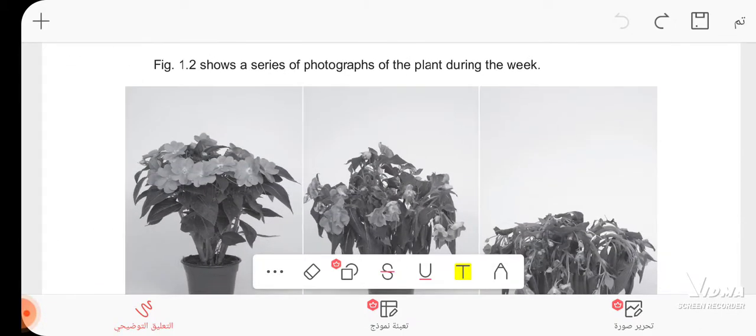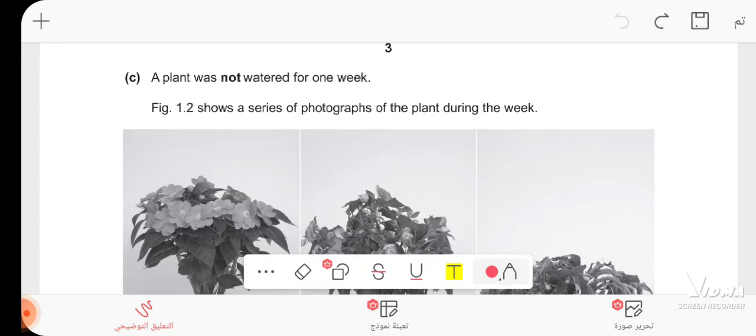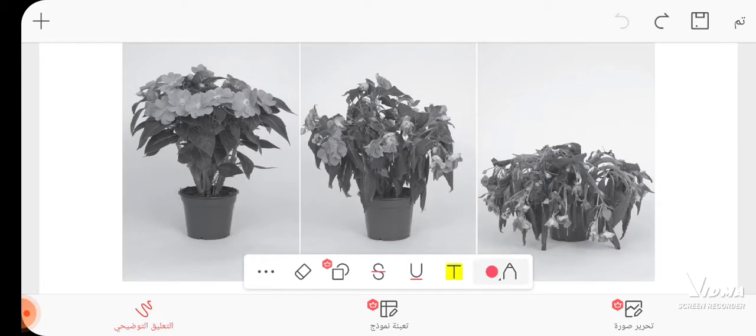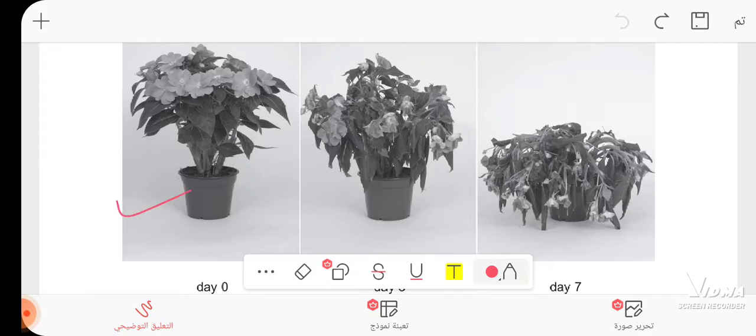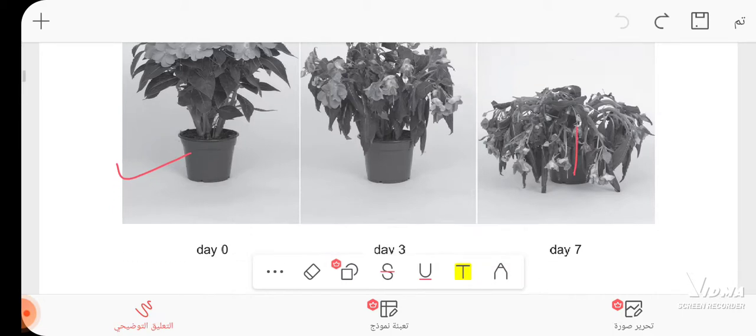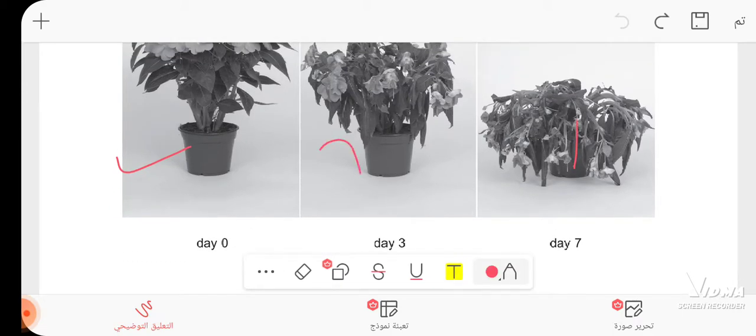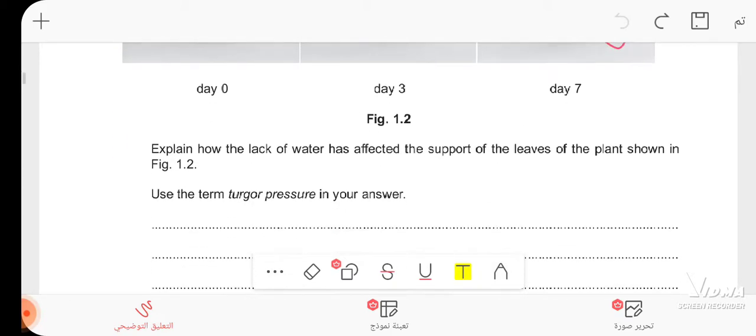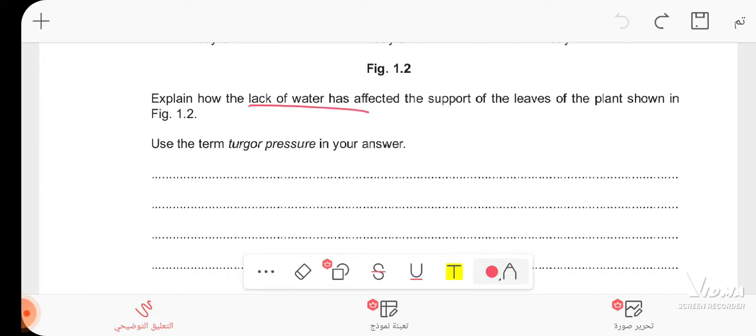Let's move to the next question. A plant was not watered for 1 week. That means we didn't give the plant water for 1 week. What will happen? Of course, it will die. Figure 1.2 shows a series of photographs of the plant during this week. What happened to this plant this week? On day 1, the plant was provided with water. It is good, still growing, still alive. On day 3, the plant starts wilting. At the last day, the plant died. So they will ask us to explain how lack of water has affected the support of the leaf of the plant. The term turgor pressure.